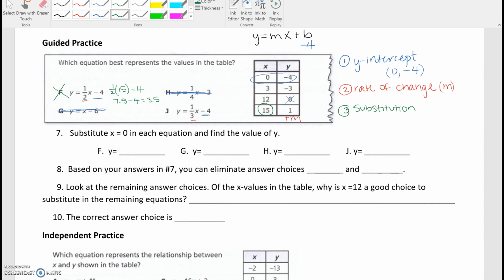So I'm going to again plug in 15. So 1/3 times 15 minus 4. So 1 times 15 is 15, divided by 3 is 5. 5 minus 4 is equal to 1, which is correct. So J is my answer.